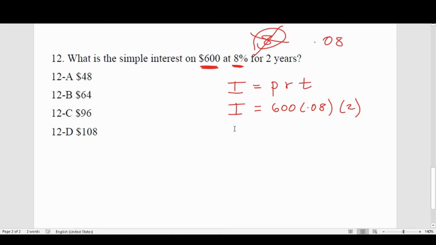Let's go ahead and work this out. Now, as was the case in the last problem, you can do mental math here. You can do 2 times 0.08 or 2 times 600. So I'm going to do 2 times 600, which is going to be 1200. And that leaves me with 0.08 left. So now I got to do a whole number times a decimal. Let's go ahead and work that out.